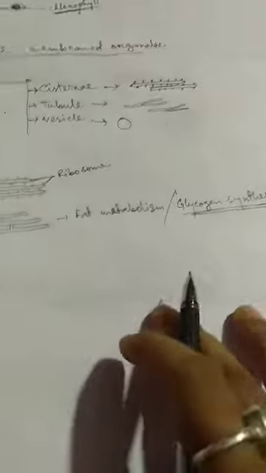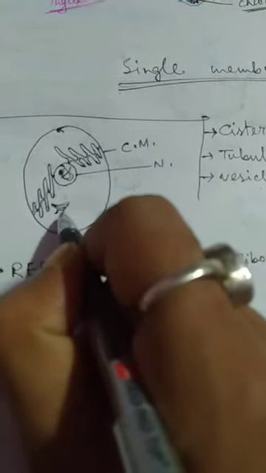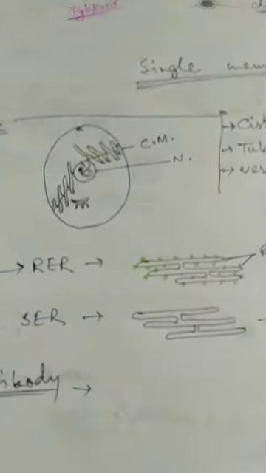Okay, then we come to the next single membrane organelle, that is Golgi body. Golgi body is present near to the ER. The main function of Golgi body is secretion. It is present in both plant and animal cells. If we observe the structure of the Golgi body, we can see it has three components.